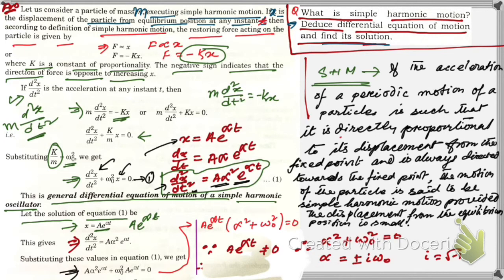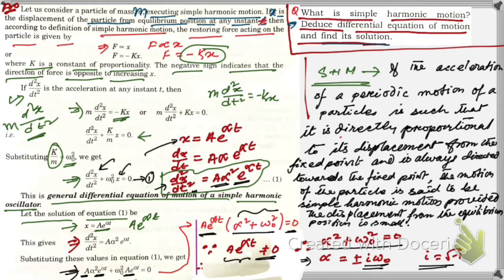Now from here, if you take a e to the power alpha t common, then inside the bracket you have got alpha square plus omega naught square, which is equal to 0. And as you see, a e to the power alpha t cannot be equal to 0. Therefore this term within the bracket must be equal to 0, and which gives that alpha is equal to plus minus i omega naught, where i is the complex number. So hope you have understood.